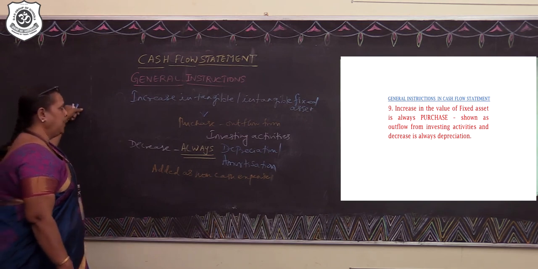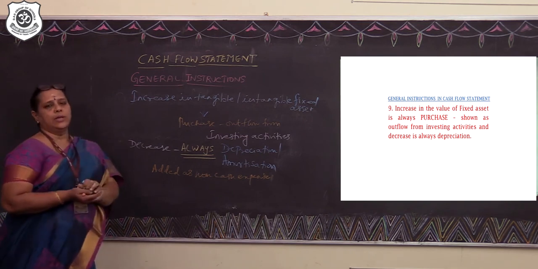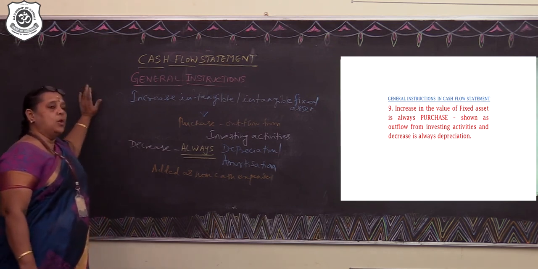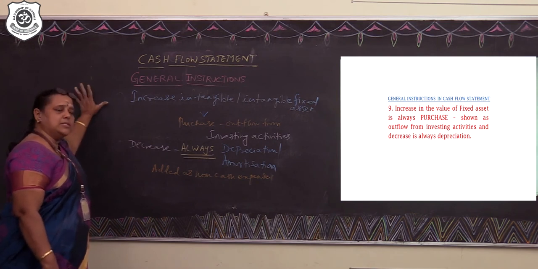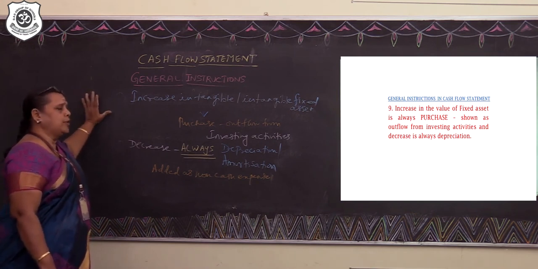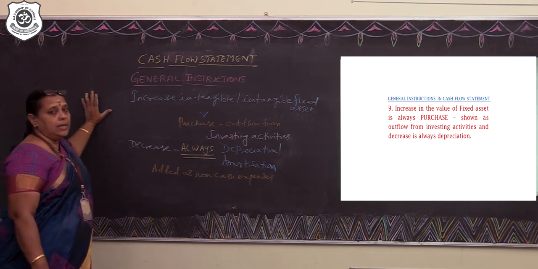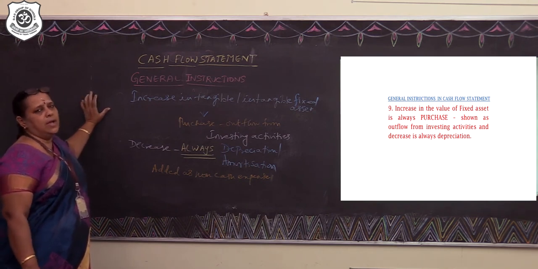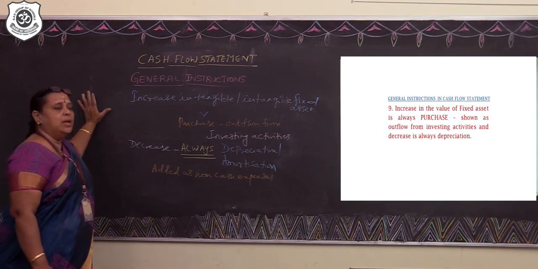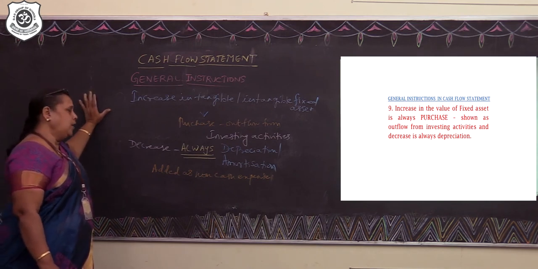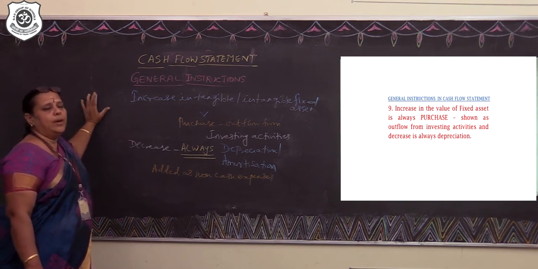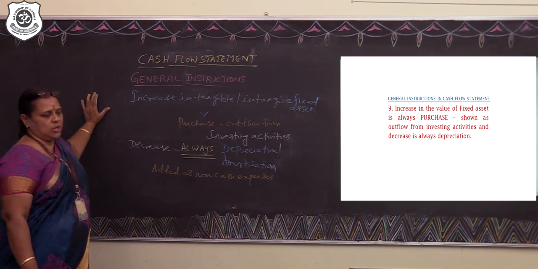So I repeat, accounting treatment of increase or decrease in the value of fixed asset. Increase in the value of fixed asset, whether it is tangible or intangible, is always considered to be purchase, and it is an outflow from investing activities. Decrease does not mean sale, irrespective of whether it is land or any other asset. Decrease is always treated as depreciation or amortization depending upon the type of asset, and it will be added as a non-cash expense for computation of operating profit before working capital changes.